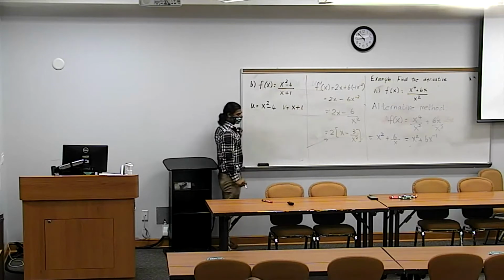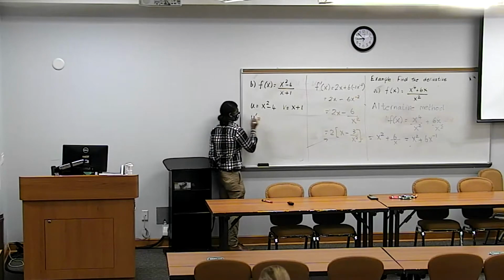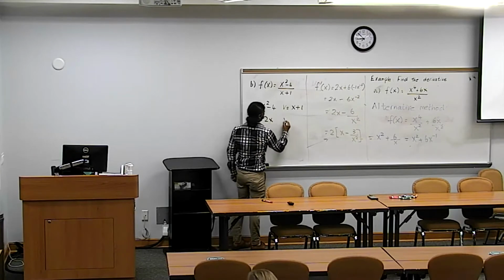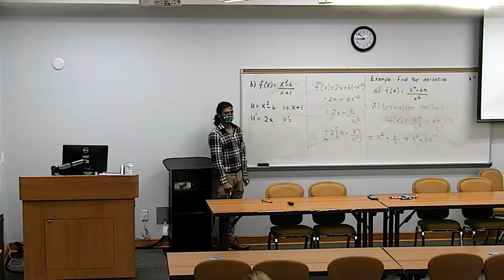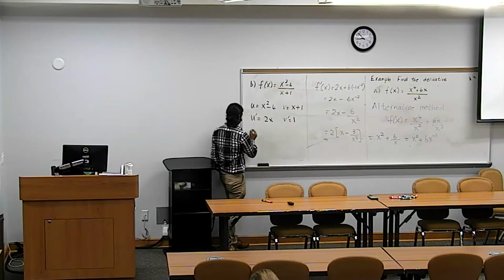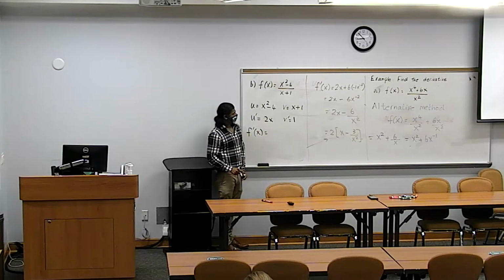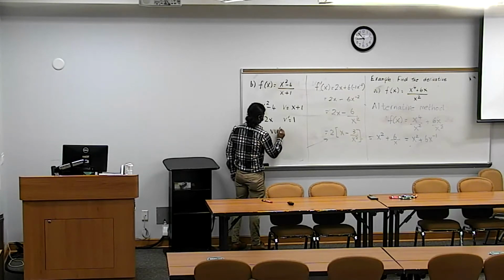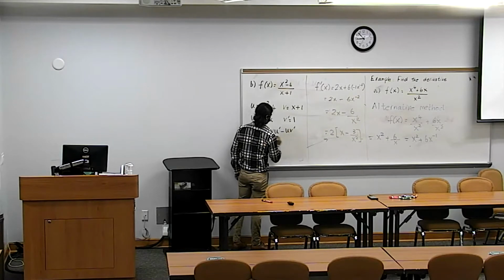V is the denominator, which is x plus 1. What is u prime? 2x. V prime? Just 1. What is the formula? u prime v minus u v prime, over v squared.